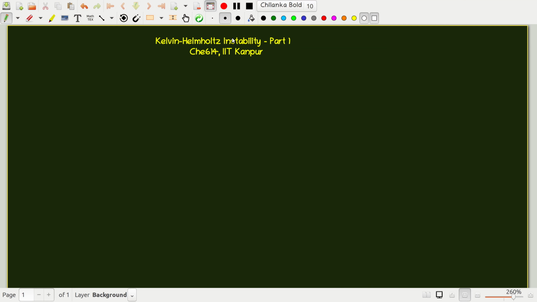Hello students, in this module we are going to discuss what is called the Kelvin-Helmholtz instability. It is also sometimes called the shear-layer instability. Okay, so let's first understand what is the configuration. Imagine you have two fluids that are flowing.